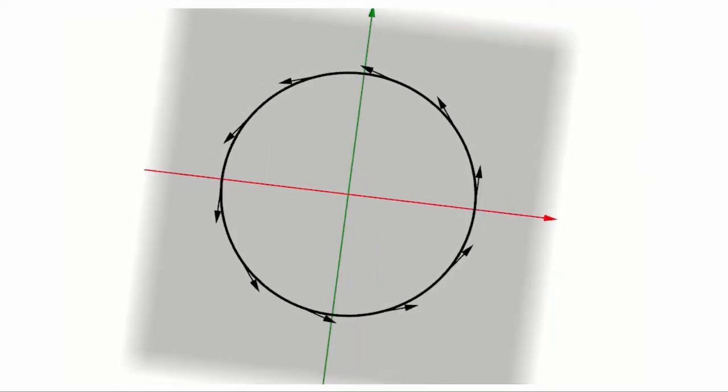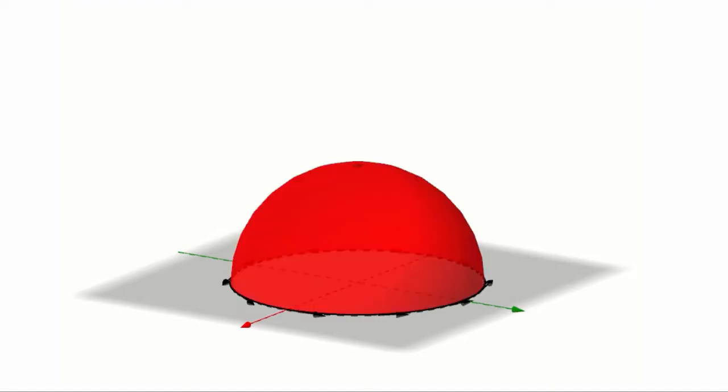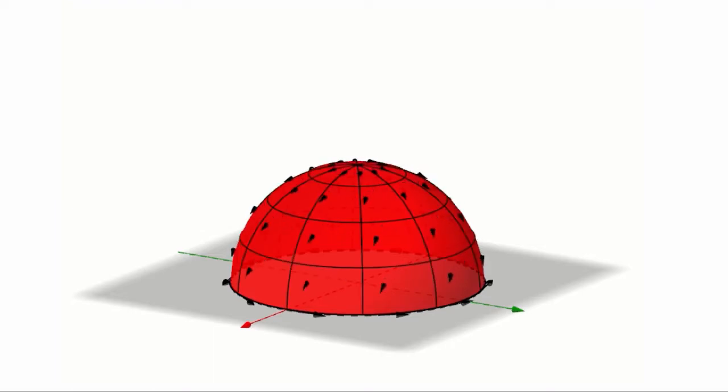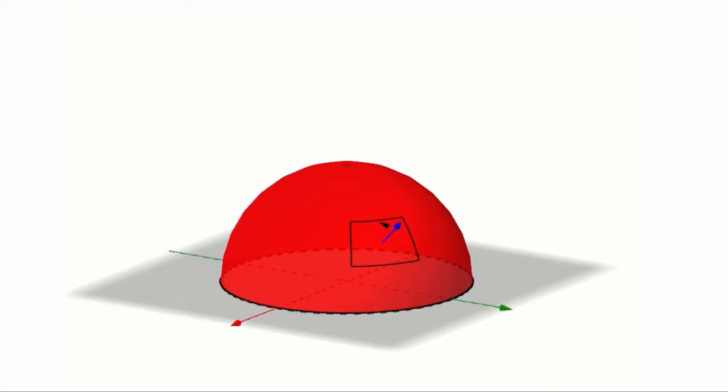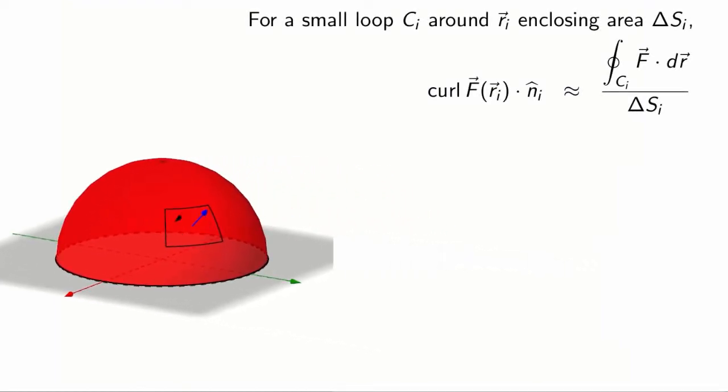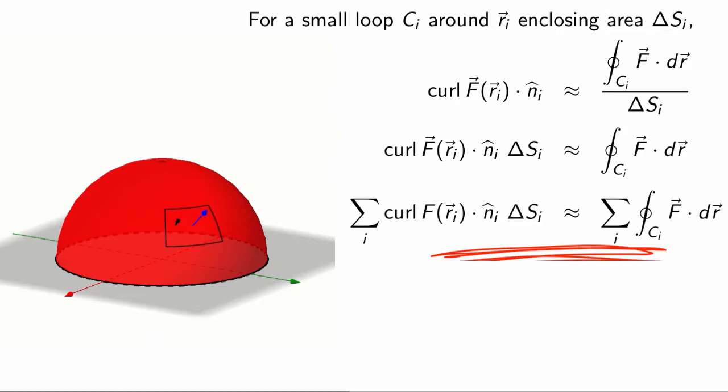Let C be a curve serving as the boundary of an oriented surface S. And imagine tiling the surface with a bunch of contiguous loops, oriented counterclockwise, with an outward-pointing unit normal vector, n hat, positioned at a point in the middle of each of the loops. Each individual loop encloses a small area, delta S, on the surface. So the limit definition of the curl gives a reasonable approximation for very small values of delta S. Multiplying the area element to the other side and summing up over all of the loops gives this expression.